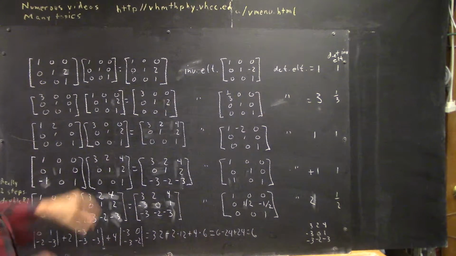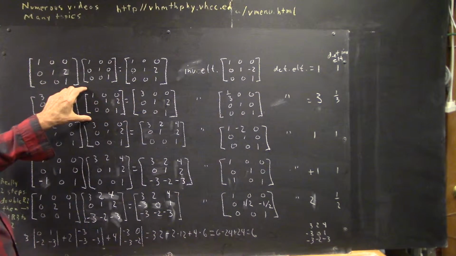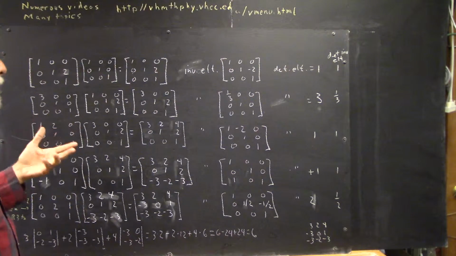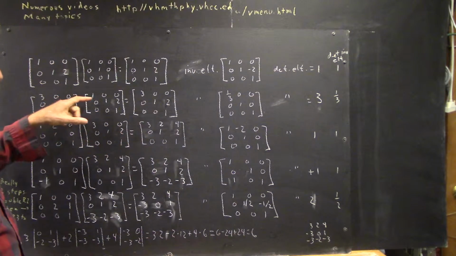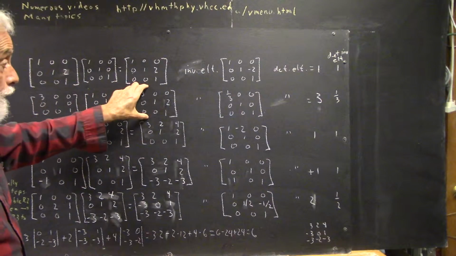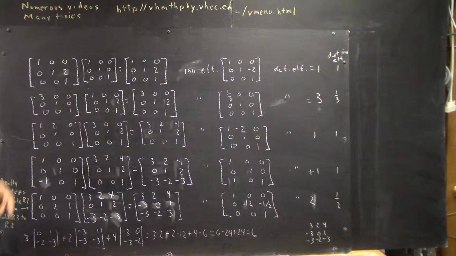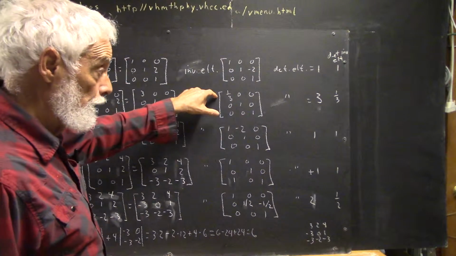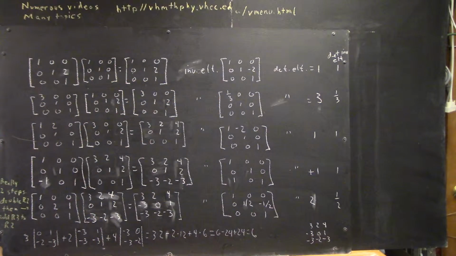Now, how would you undo it? If you wanted to go from here to here, what would the operation be? You should stop and think before you listen to my answer. But the only difference between this matrix and this matrix is that this row is 1/3 of this. So the inverse of our elementary matrix will be the one that takes 1/3 of the first row, and that would be this matrix.